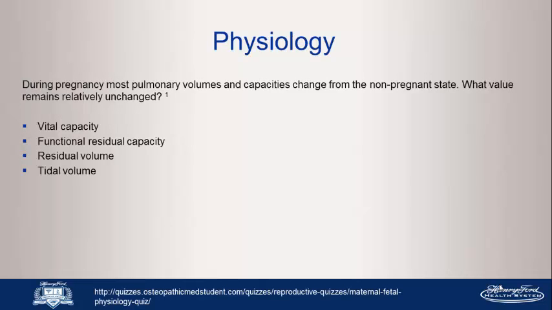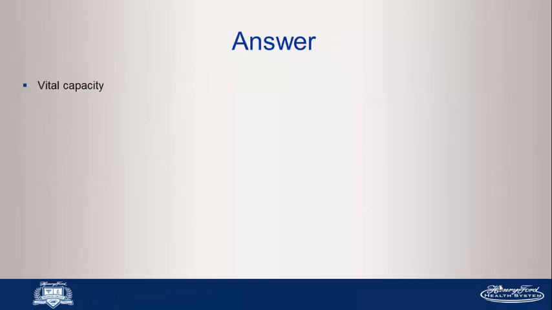So we'll start with a question. A question says, during pregnancy, most pulmonary volumes and capacities change from the non-pregnant state. What value remains relatively unchanged? Vital capacity, functional residual capacity, residual volume, or tidal volume? What do you guys think? Vital capacity. Any other votes? Okay. The answer is vital capacity.